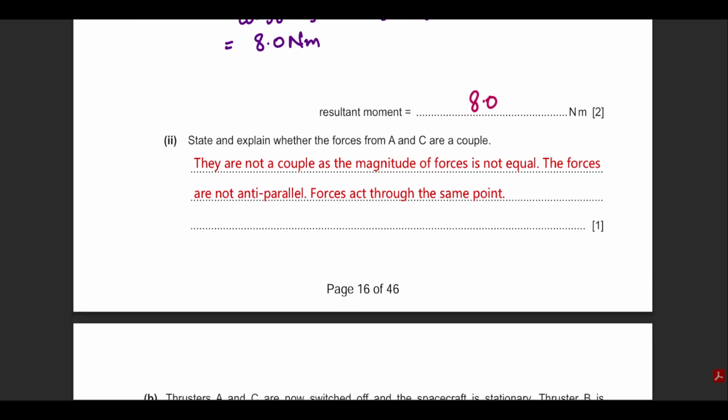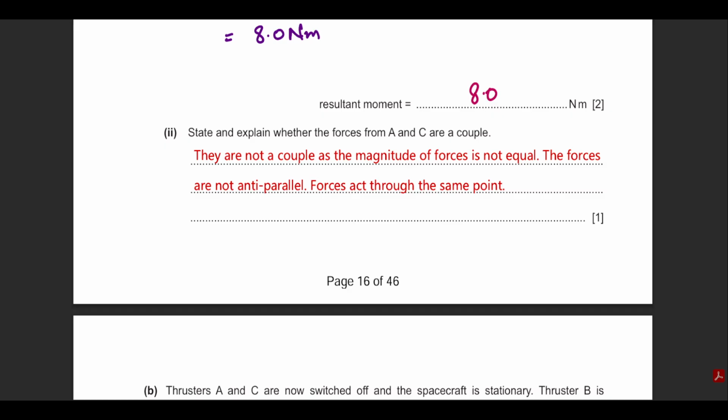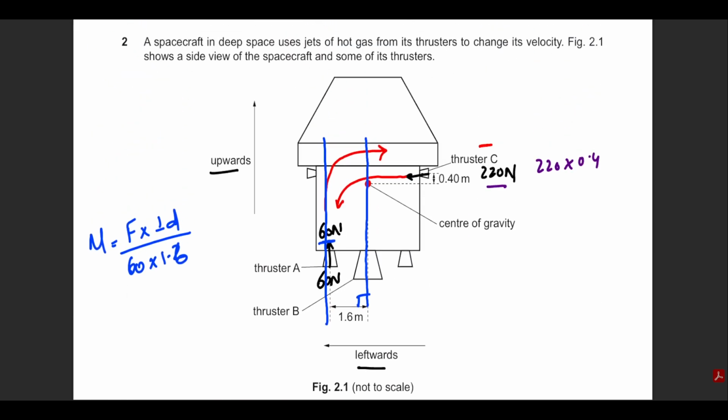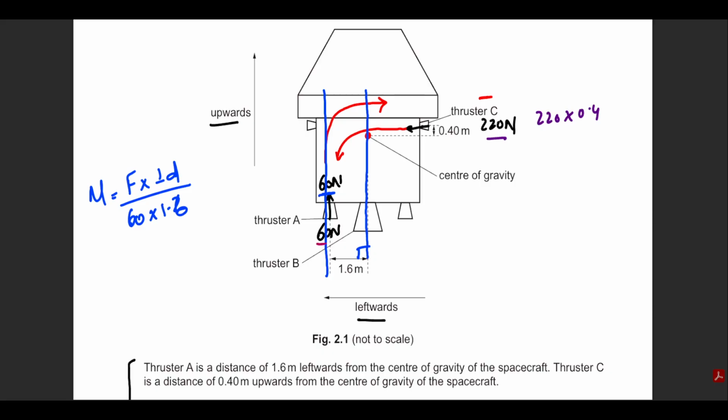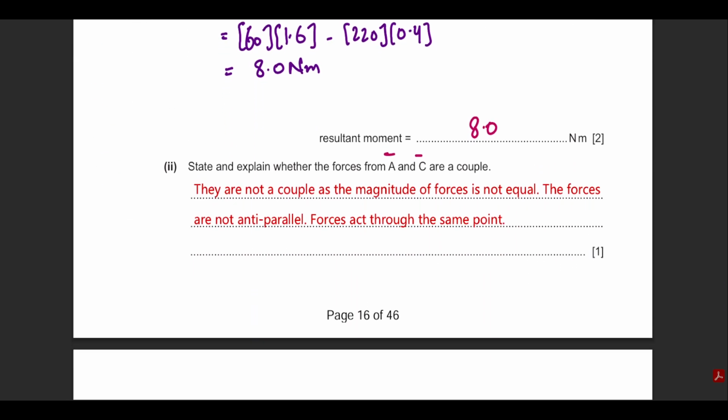It's not a problem. Part 2, state and explain whether the forces A, C are a couple. Now, the force on A is 60 newtons and the force on C is 220. First, for something to be a couple, or for something to be in terms of rotating torque couple, the forces should be the same. One of them is 60, one of them is 220. So that's the first thing that tells us that it's not a couple.